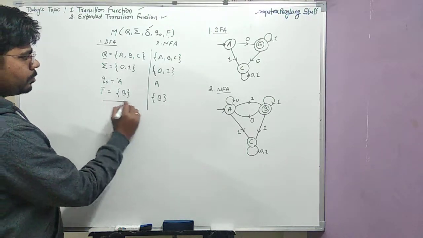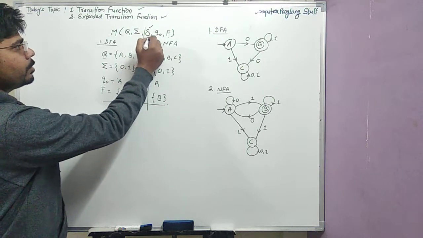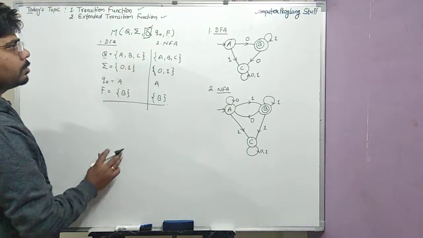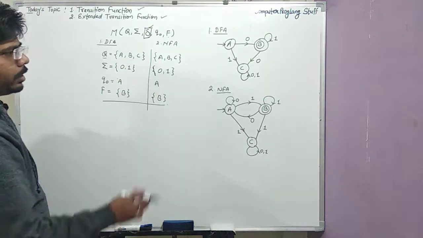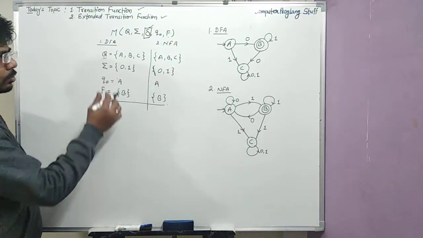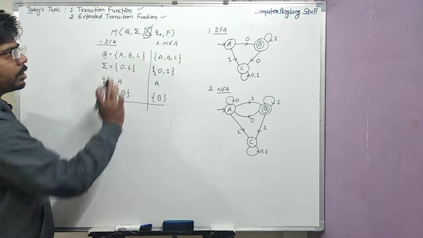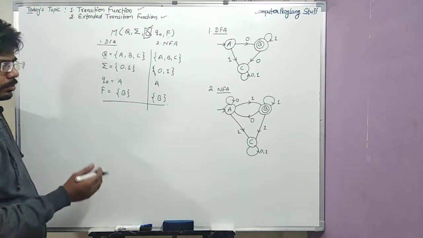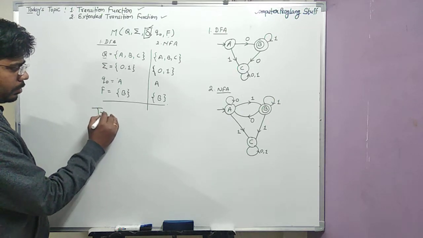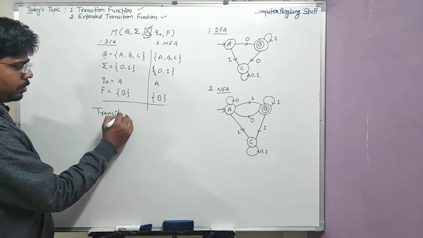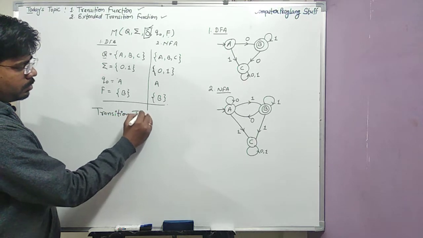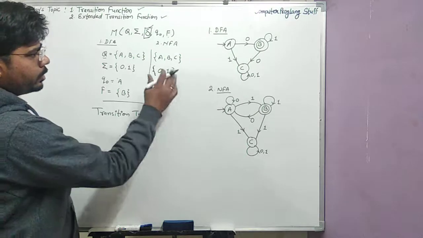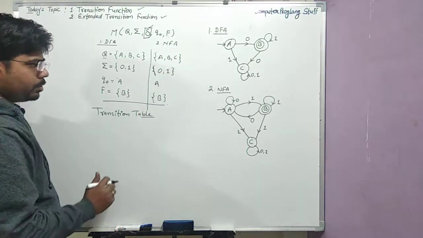Now this del is the transition function. For the DFA and NFA, how can we show this? This transition function can be shown in a tabular form called the transition table. This transition table is in terms of states versus input symbols.